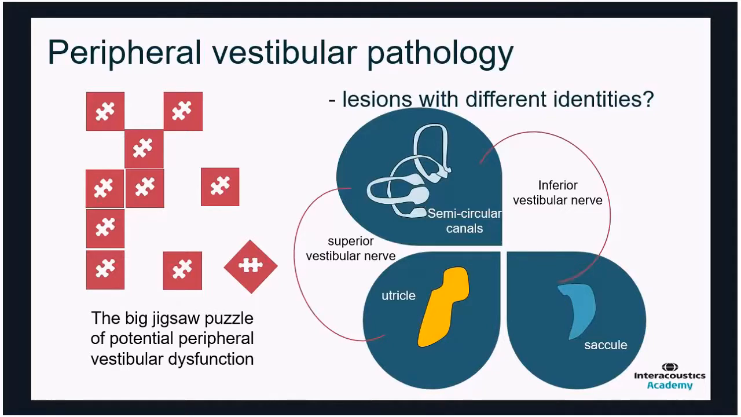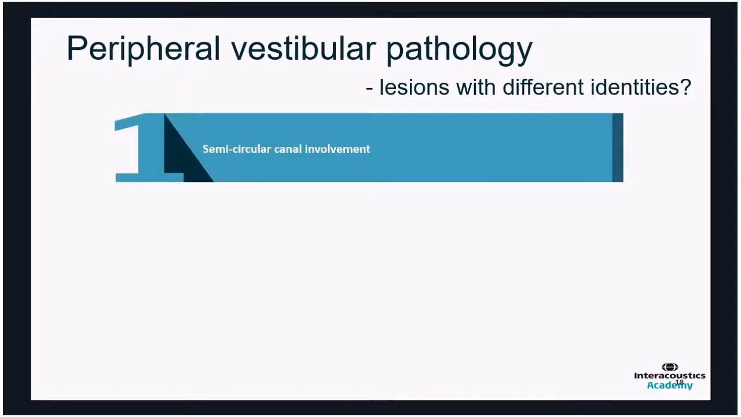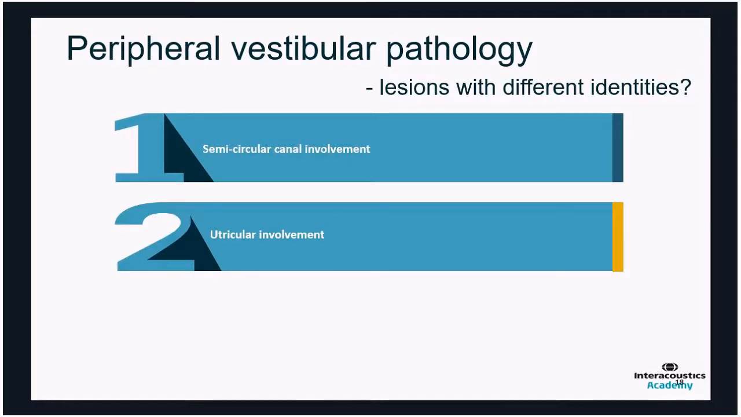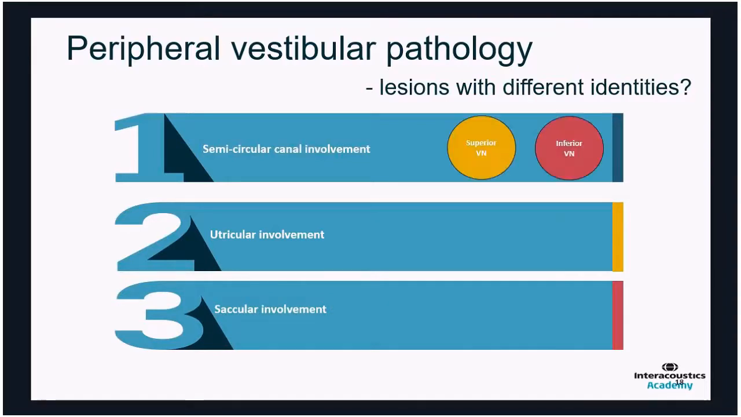And not to forget our inferior vestibular nerve and superior vestibular nerve innervation also. So if we consider semicircular canal involvement, something that we're probably a little bit more comfortable with clinically, these are tests that we have been doing reliably from the 1940s, and we've got good robust evidence to look at vestibular hypofunction and the treatment of hypofunction also. And then we've got potential utricular involvement in a peripheral vestibular pathology, also saccular involvement. With our semicircular canal involvement, we could have superior vestibular nerve and or inferior vestibular nerve involvement as well.